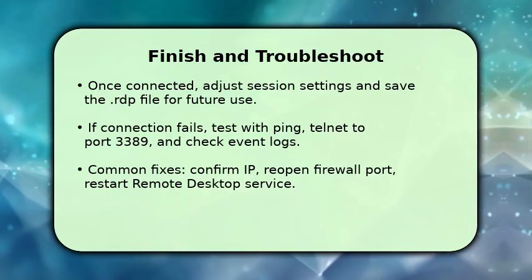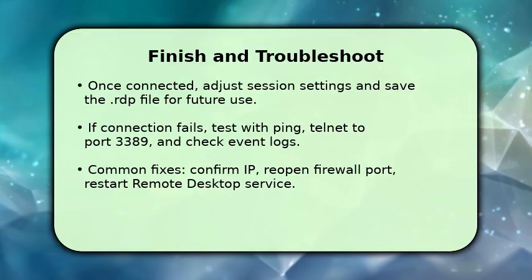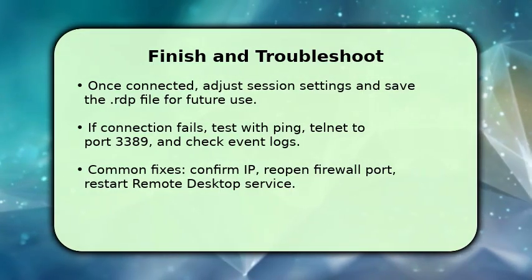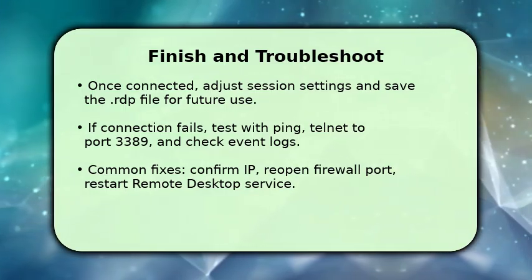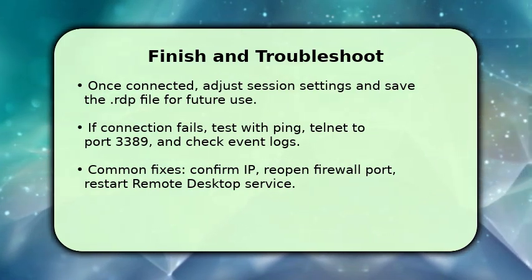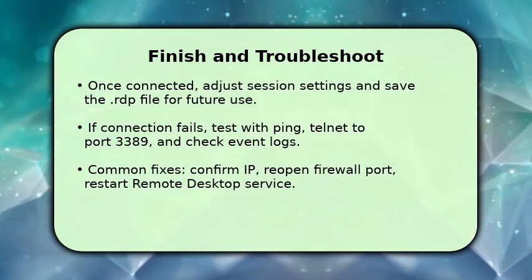Ping the IP, attempt telnet to port 3389 to confirm reachability, and review Windows Event Viewer on the server for logon or network errors. Make sure the IP didn't change and firewall or router port forwarding is still active. Restarting the Remote Desktop Services service often clears stale sessions and fixes access problems.